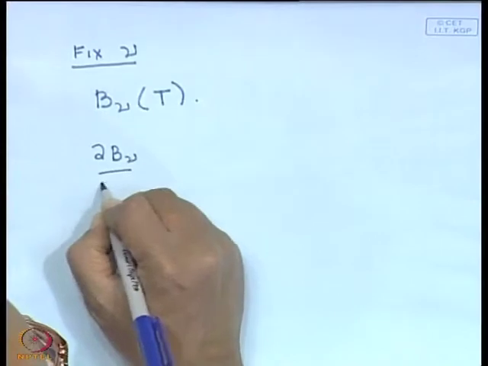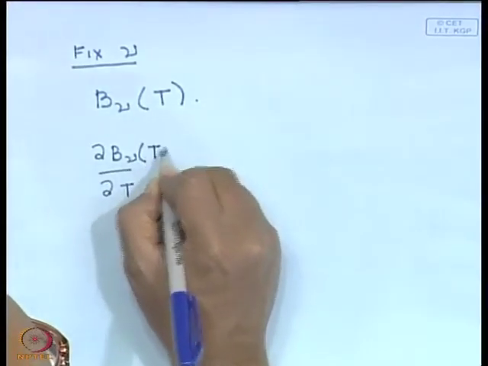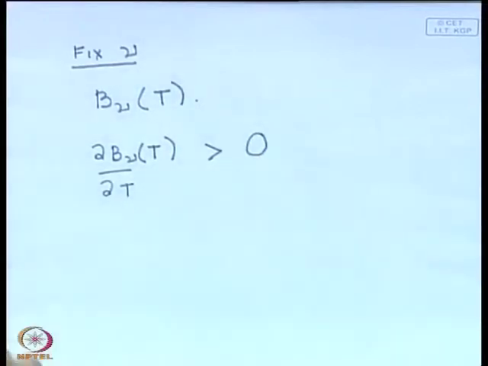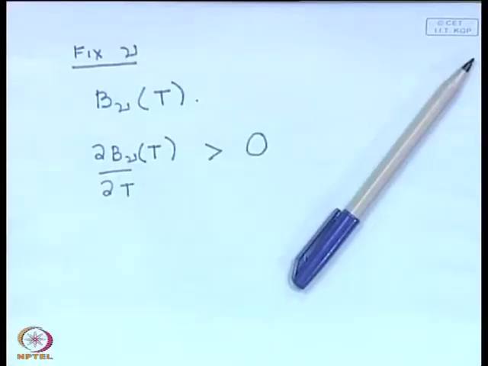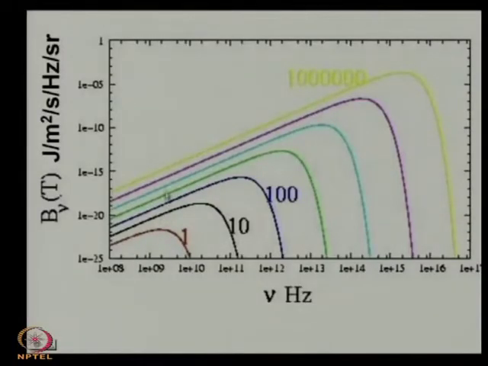Now, it turns out that del B by del T is positive. You can do this and check for yourself. It is straightforward. I am not going through the exercise. You just differentiate the expression that we have with respect to temperature, and you will find that this is positive. Okay. So, it means that if I increase the temperature, at a fixed frequency, the value of the specific intensity is going to increase. So, if I fix the frequency and look at the curves for different temperatures, they all lie on top of one another. As the temperature increases, the value of the specific intensity goes up.